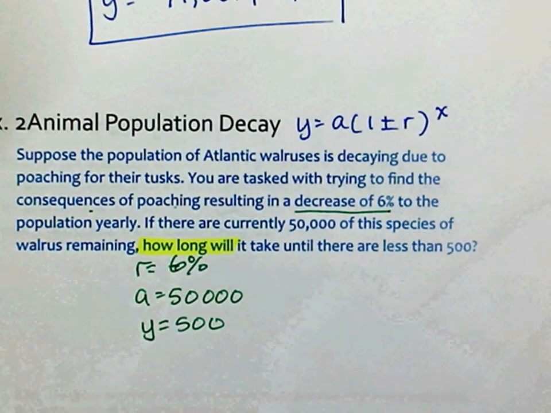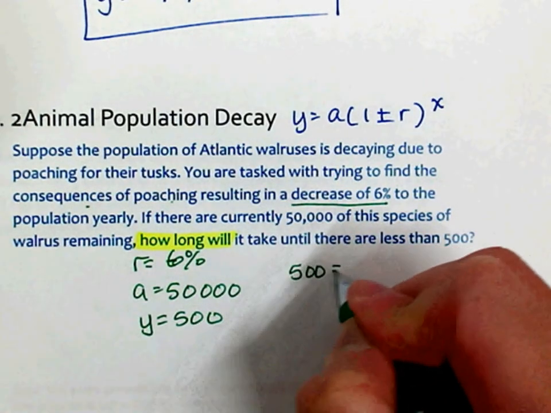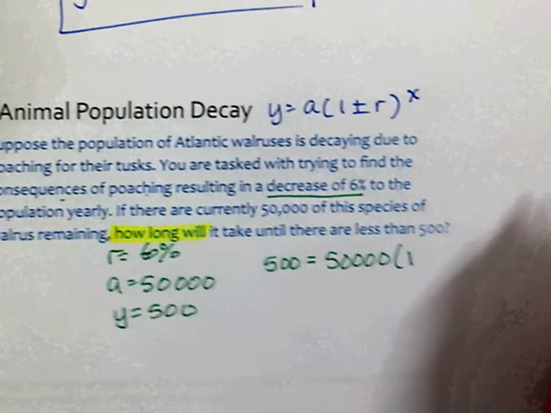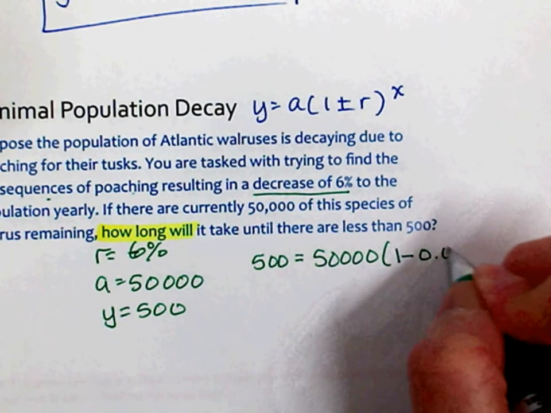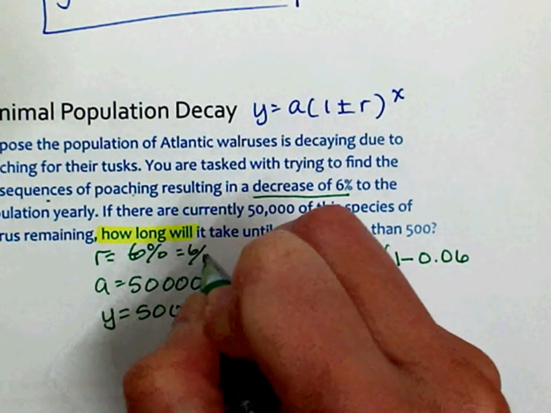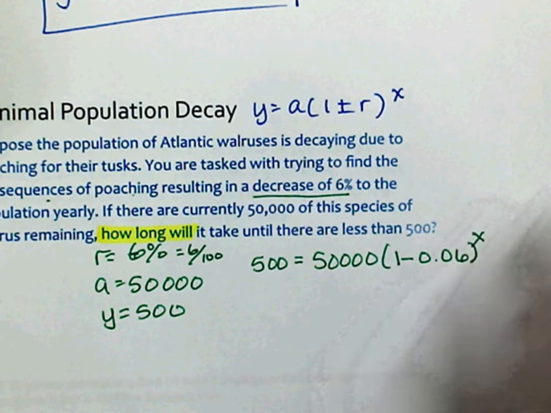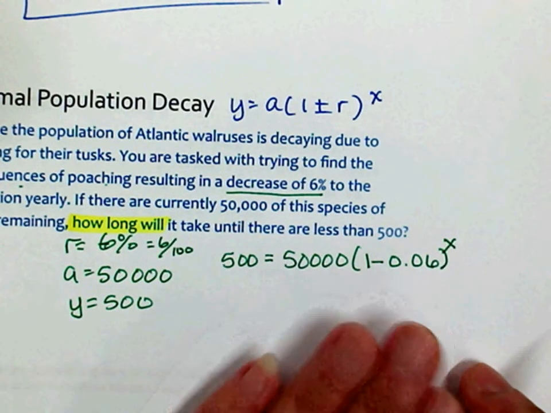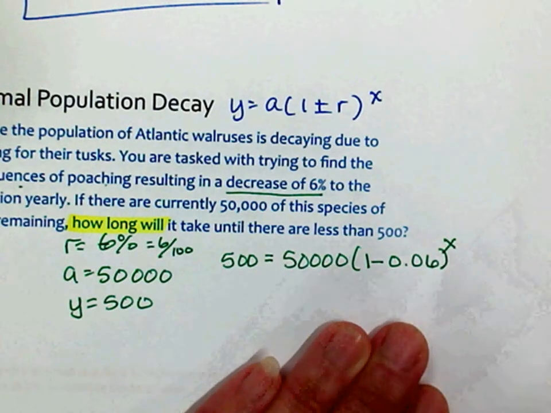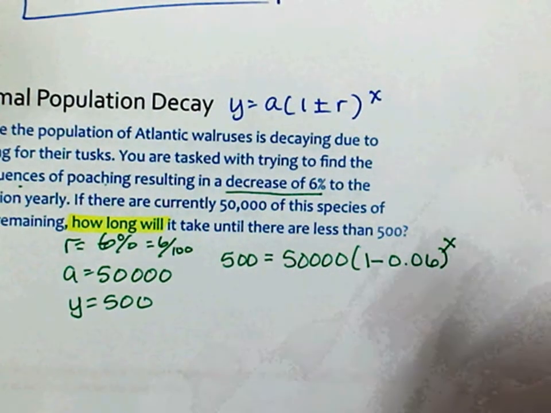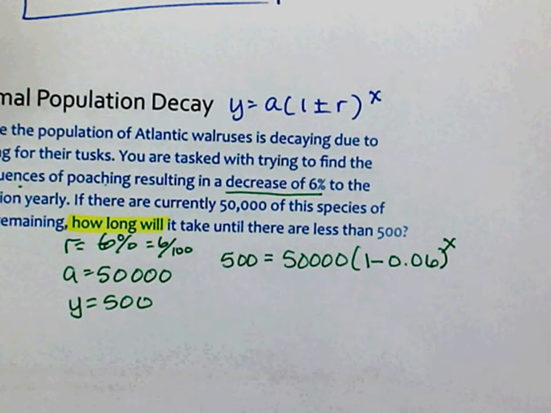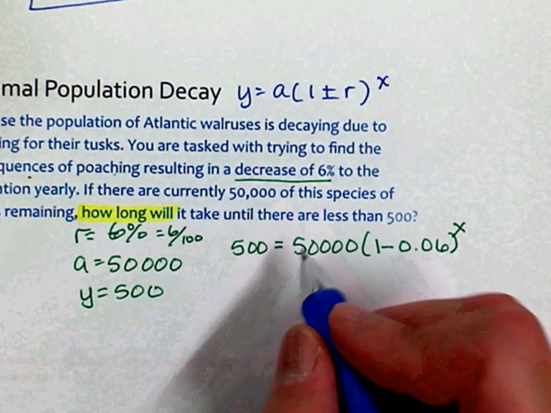So you have 500 equals 50,000. 1, now it's a decrease, 0.06, okay? Because this is 6 divided by 100 raised to the x. All right, you guys see all that? Okay. The easiest way to solve is to do it this way. You ready? You don't know how to do logarithm yet, so I want you to do it this way. Use your calculator and we're going to estimate the time.